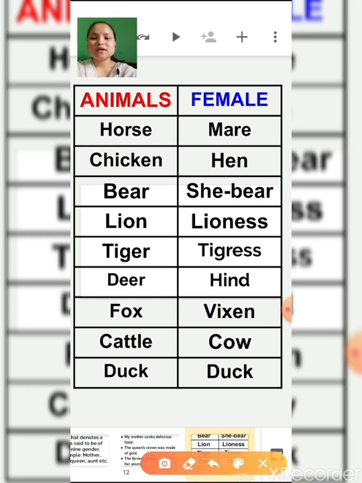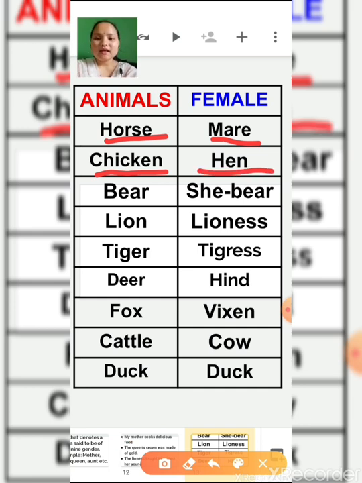Now let's see some animals and their female names. Okay, first one is horse. The female horse is known as what? Mare. M-A-R-E, mare. Second is chicken. Female chicken is known as hen. H-E-N, hen. Then bear. Female bear is known as she-bear.